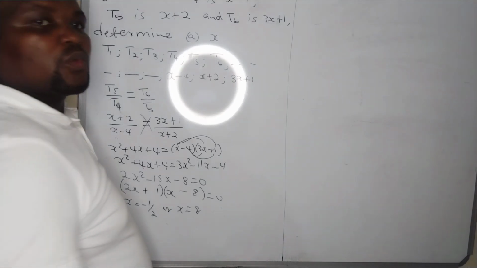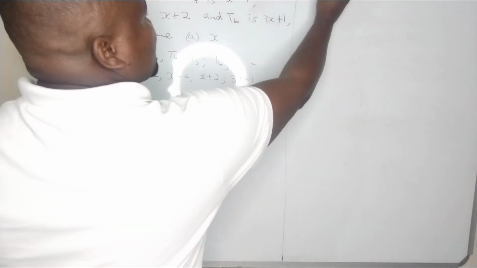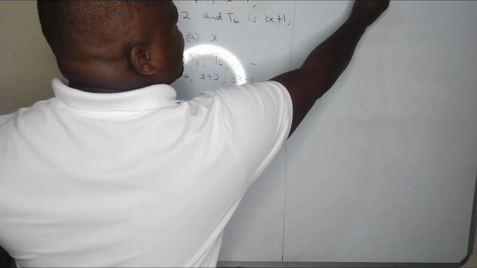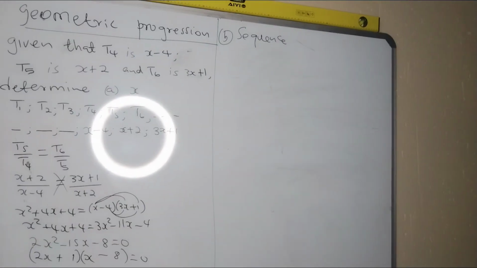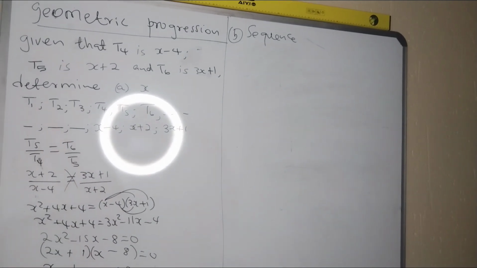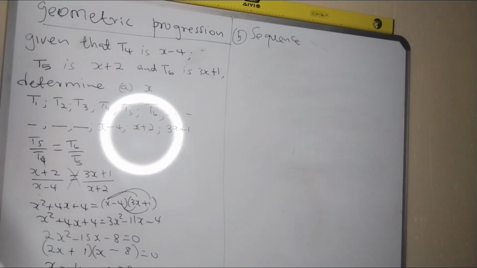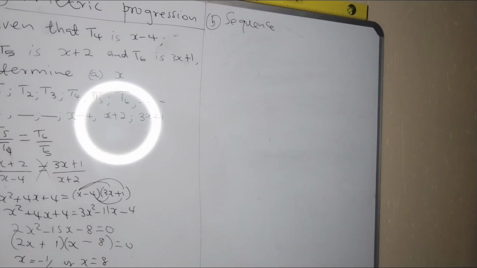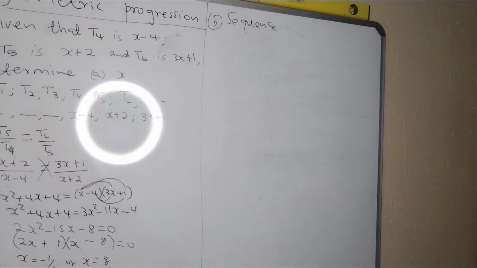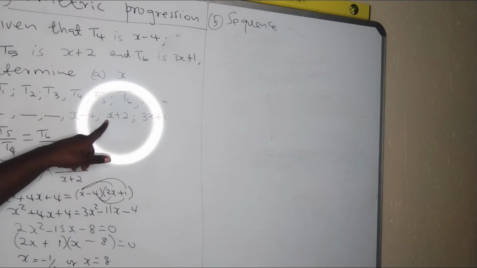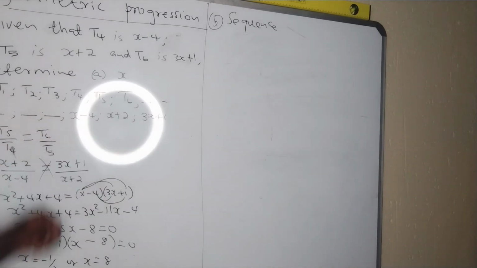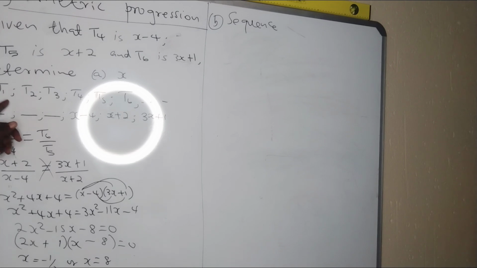The next question, which is letter B, says we must find the sequence. How do you find the sequence? So in this case, I have to find the sequence over there. Remember, my sequence starts from term 4, term 5, term 6. And under normal circumstances, you know the sequence should begin from term 1. That's why I think the question is right.